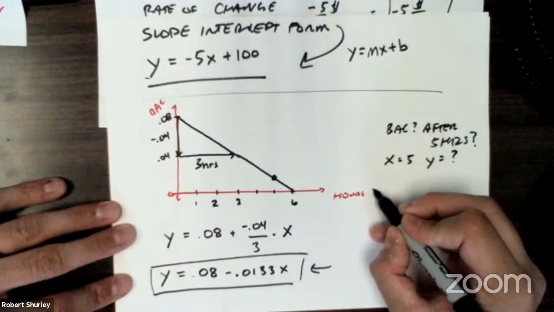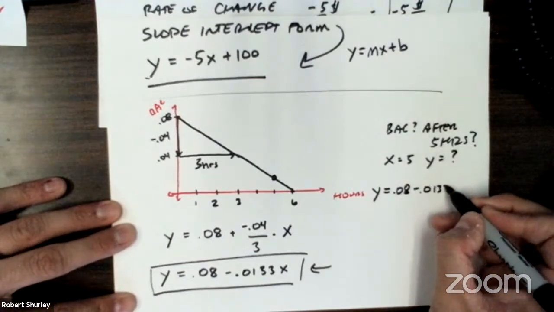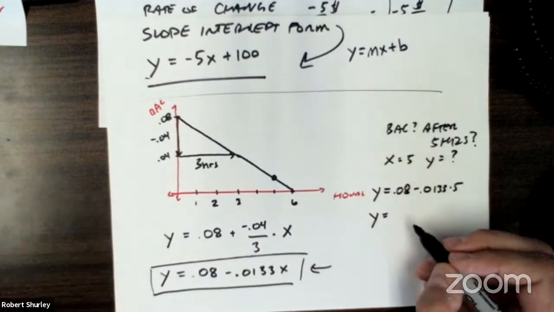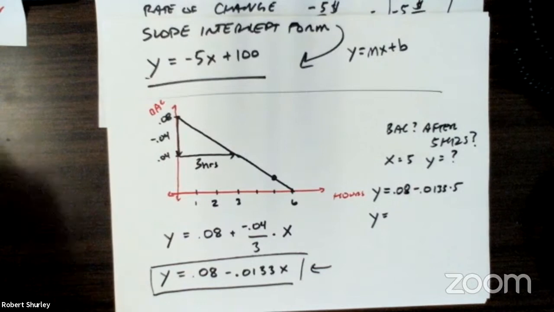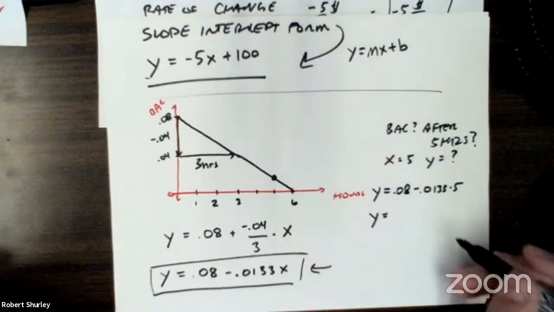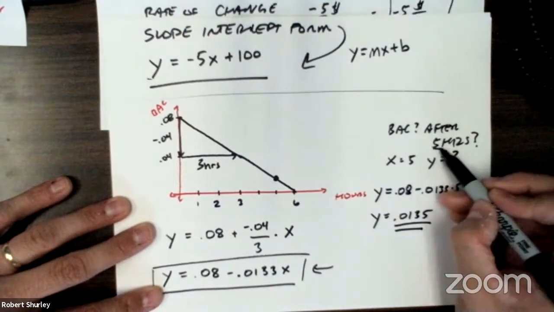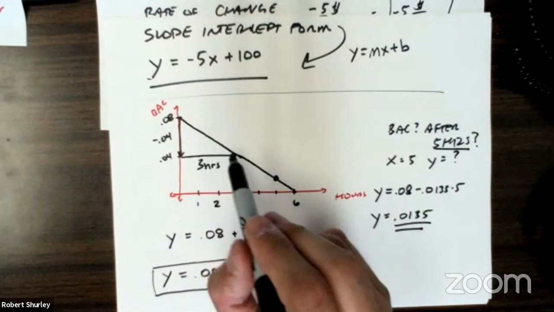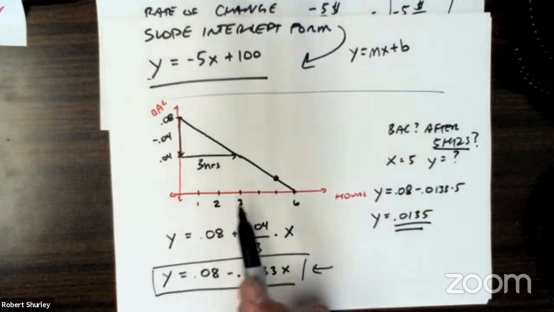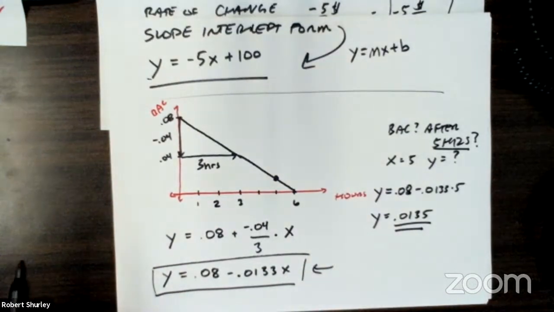That's what it's asking. So I'm going to say y equals 0.08 minus 0.0133 times 5. And I'm just going to pop that in my calculator. So 0.08 minus 0.0133 times 5. And I get 0.0135. So that would be my blood alcohol content after 5 hours. If I peaked at 0.08 and I didn't eat anything, it just dies off linearly. And so after 5 hours, I'll be at 0.0135. Pretty neat.